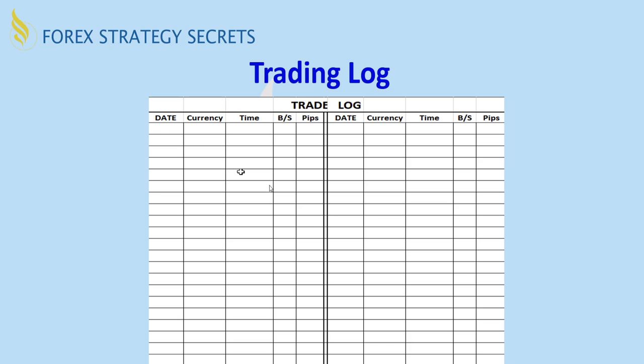Then I total them. If I've taken 4 or 5 trades, then I have a total, and then I start the next day below that for the number of trades, have a total, and then by the end of the week, you've got your whole history ready to go. You've done it as you go along, and it's not a big process.